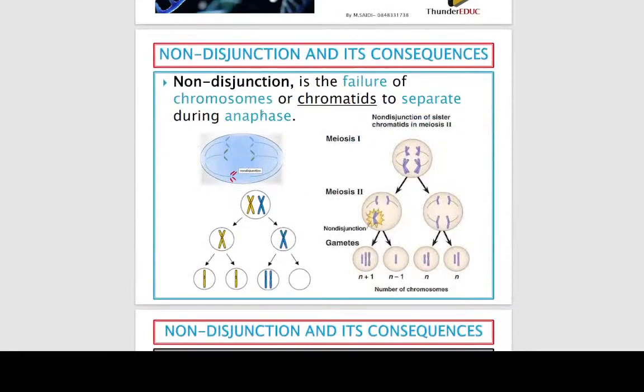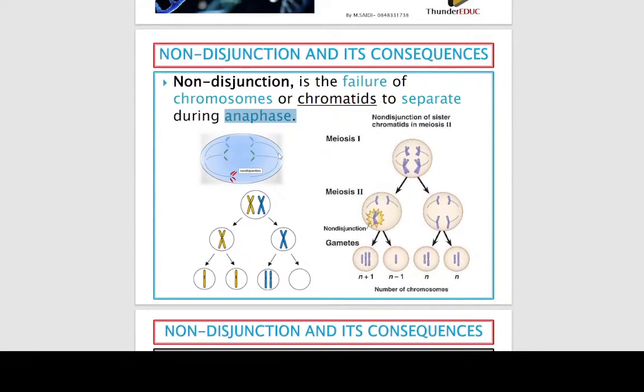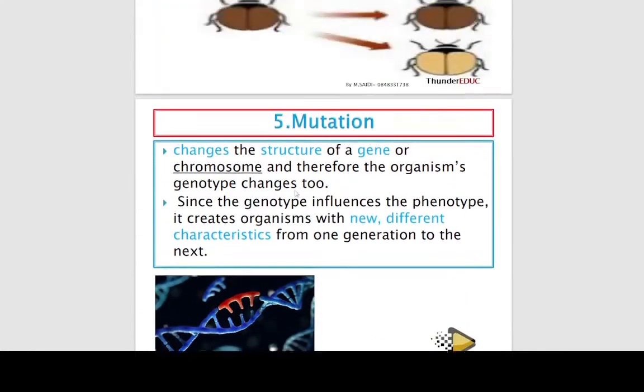When does it occur? It occurs in anaphase. It can be either anaphase 1 or anaphase 2. So non-disjunction is a chromosome aberration, or chromosome mutation. The whole chromosome has changed, the number has changed. So they can lead to variation, yes? So you can talk about it.